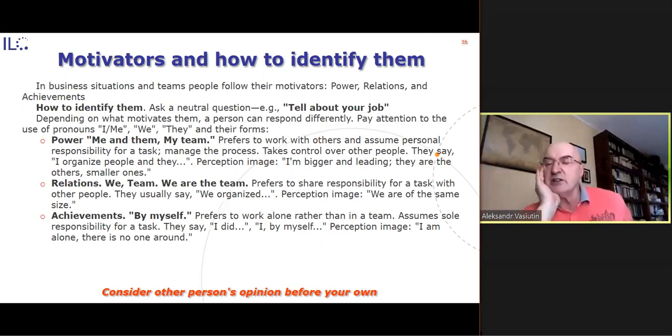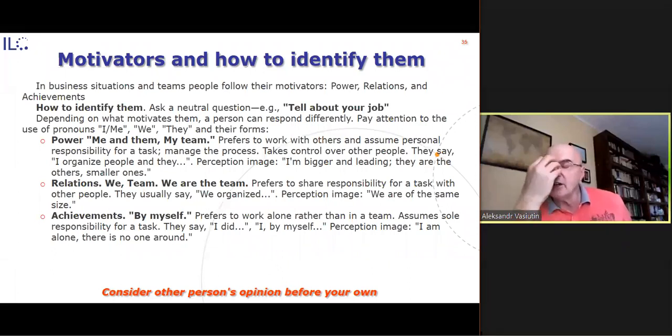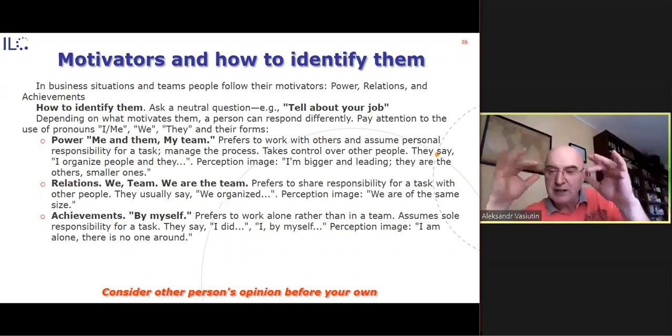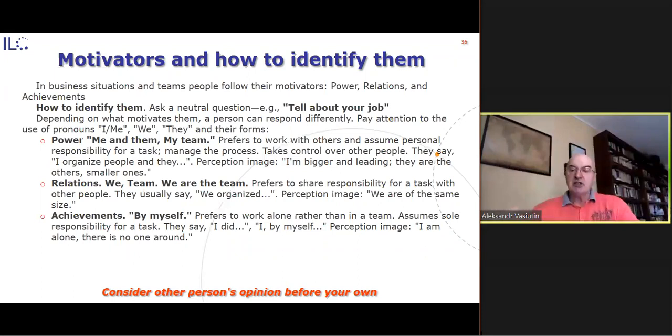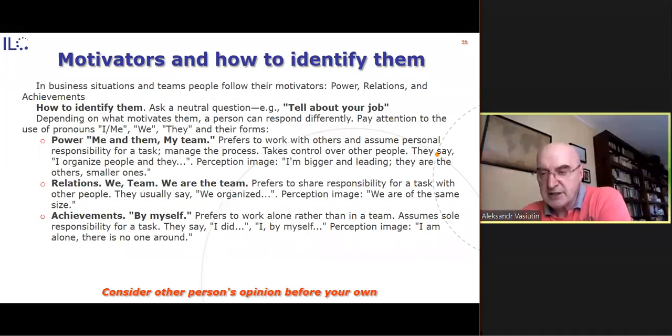You may not calculate the pronouns. You simply close your eyes and ask yourself how many people I saw while he was speaking. If a person says only me, my, I, me, then he's only the one. But when a person says we did that, we did this, then he is in a crowd of people. So this is a man of relations. Whereas when a person says I tell them, they implement, he may be bigger, and aside or behind there are smaller people. He is a man of power.